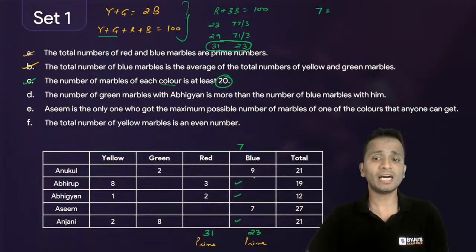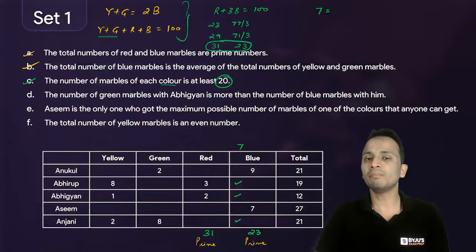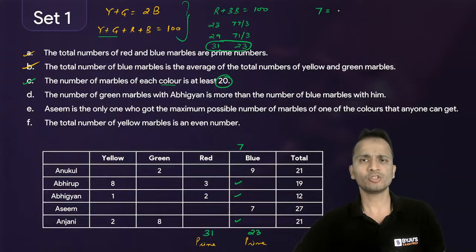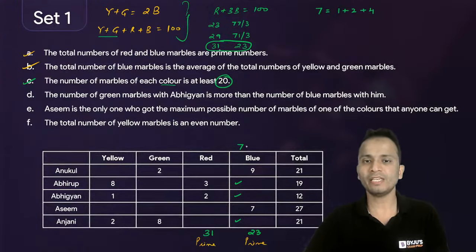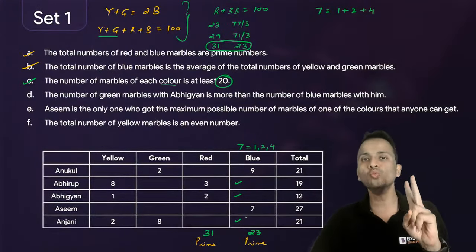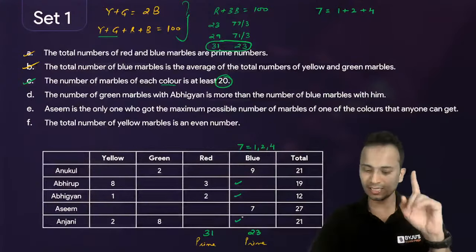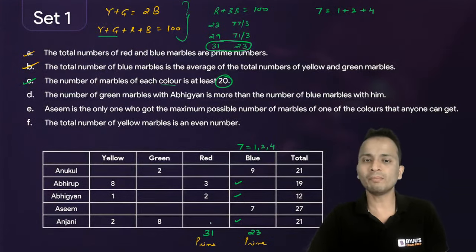Okay, what was important? These numbers should be distinct. Because I already know that vertically the numbers should be distinct. Okay, so 7 can be written as the sum of 3 distinct numbers in only one way: 1 plus 2 plus 4. Okay, right? So 7 is equal to 1 plus 2 plus 4. So these 3 values that I will substitute here should be among 1, 2 and 4. All right, this is one thing. Clear? Let's move ahead.